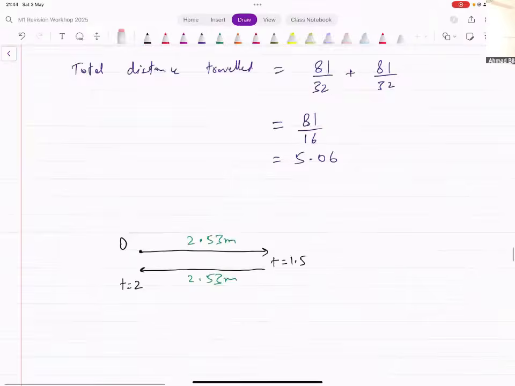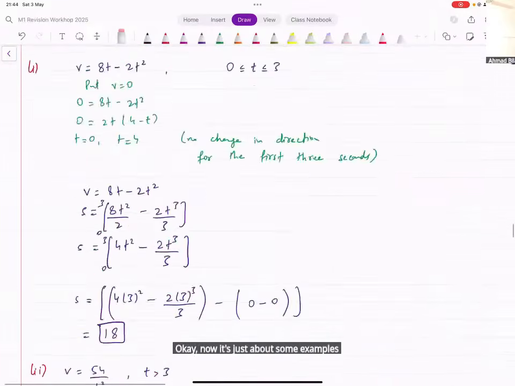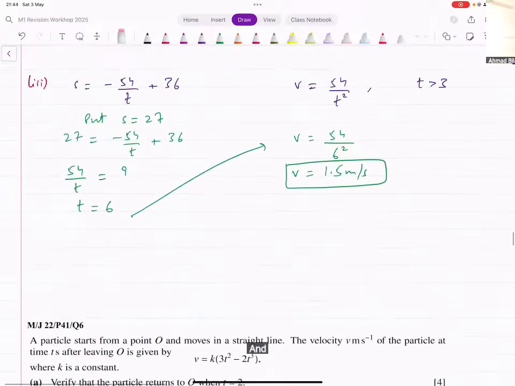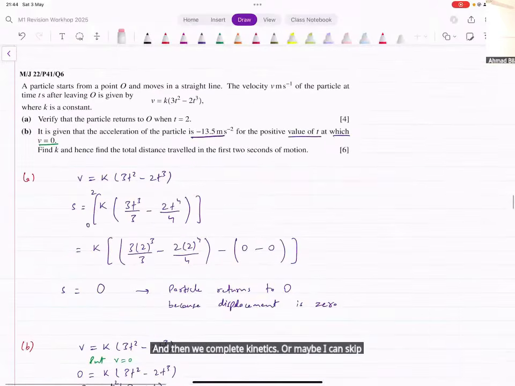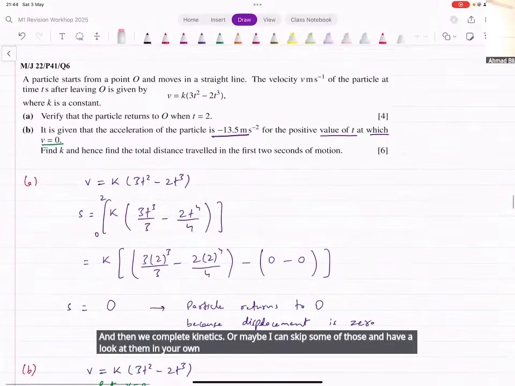Okay, now it's just about some examples that I want to show you, and then we complete kinematics. Maybe I can skip some of them as well. You can have a look at them in your own time. I'll just show them to make it slightly quicker.